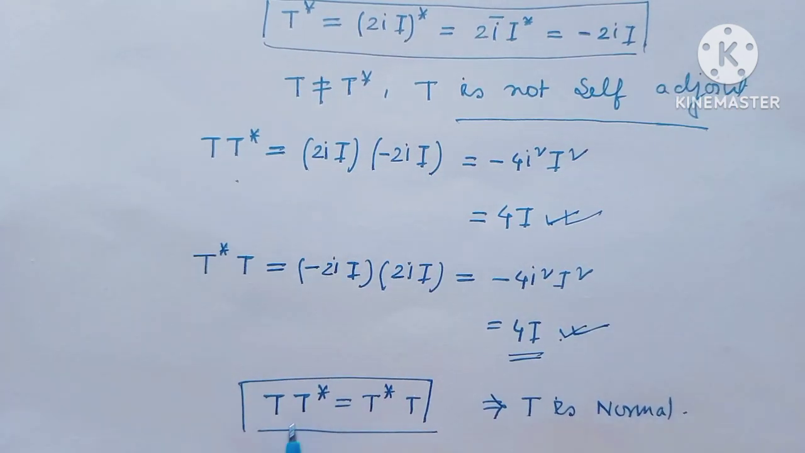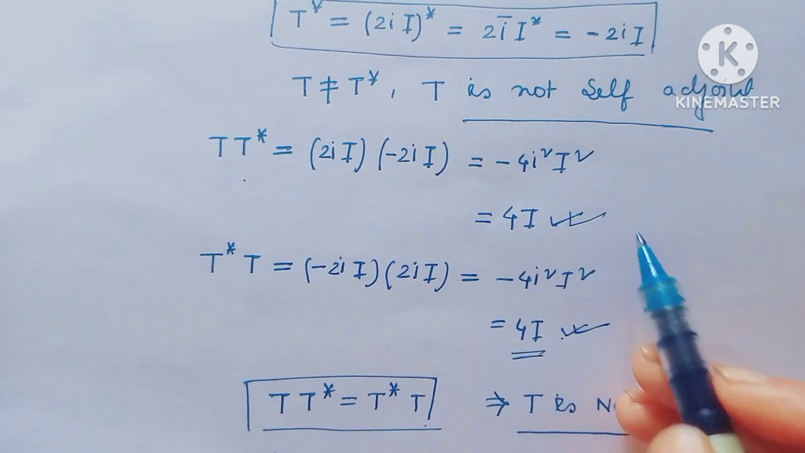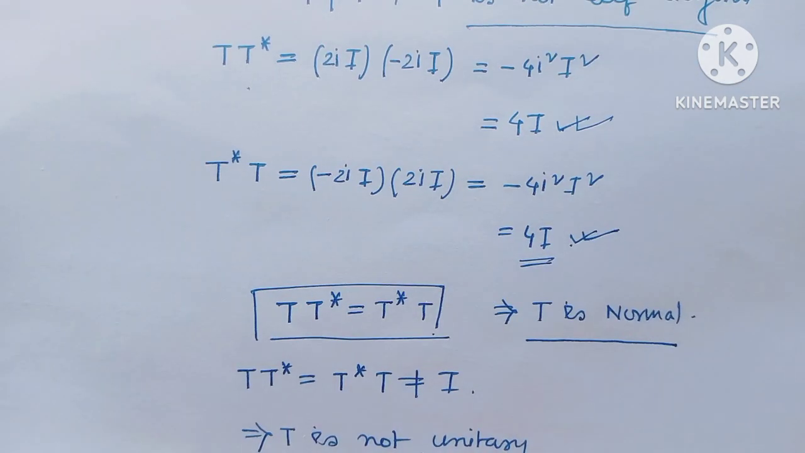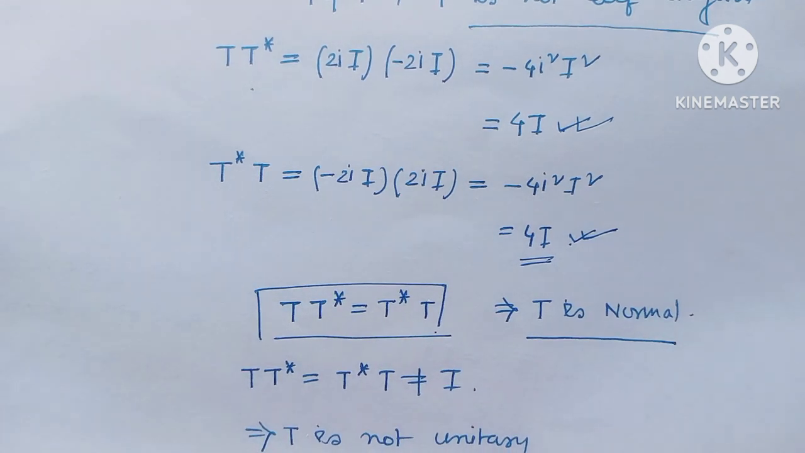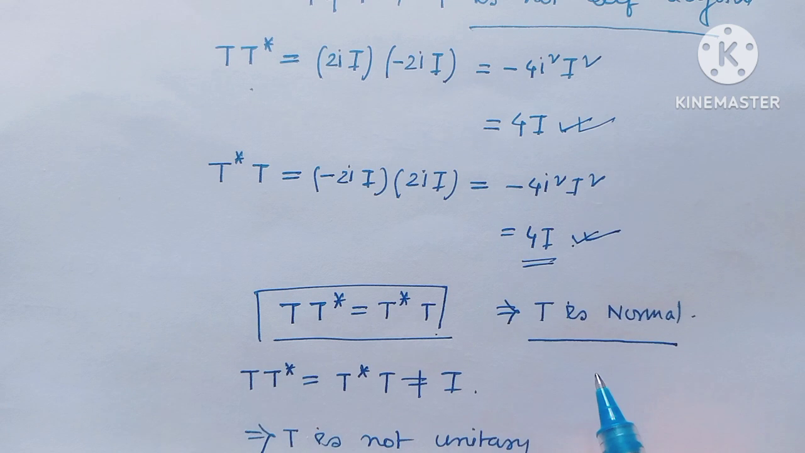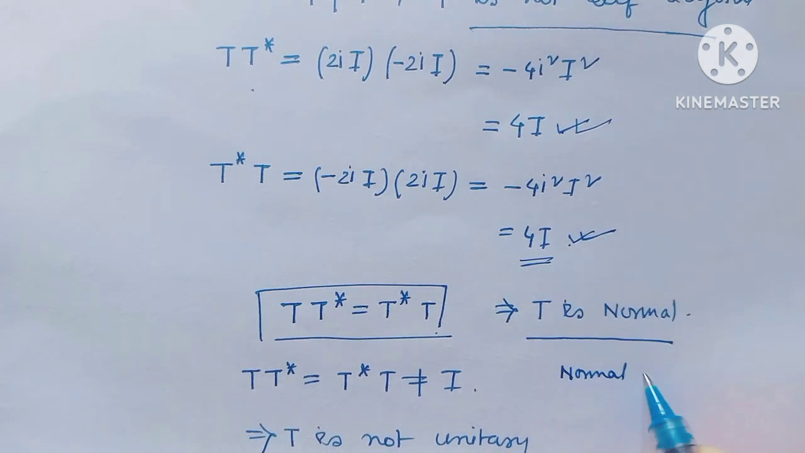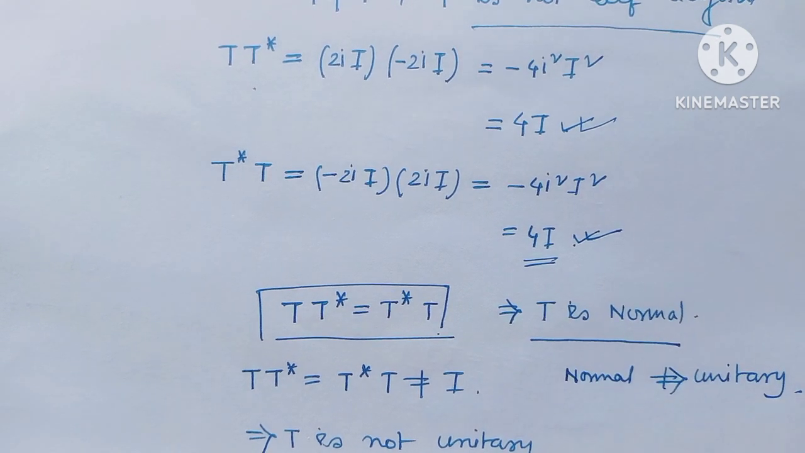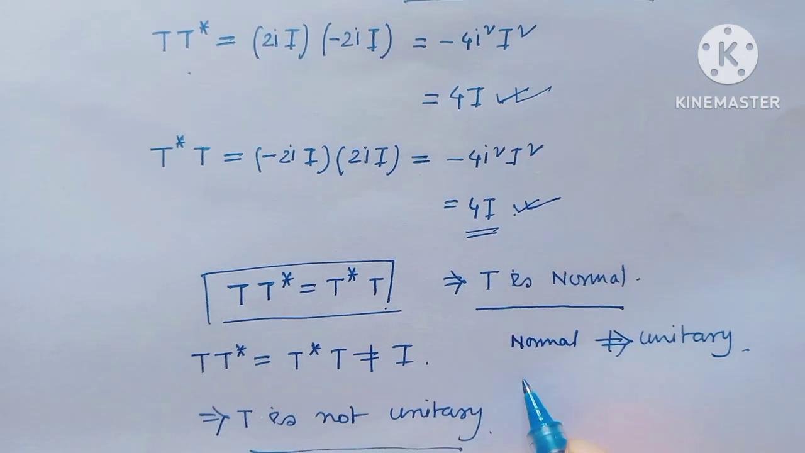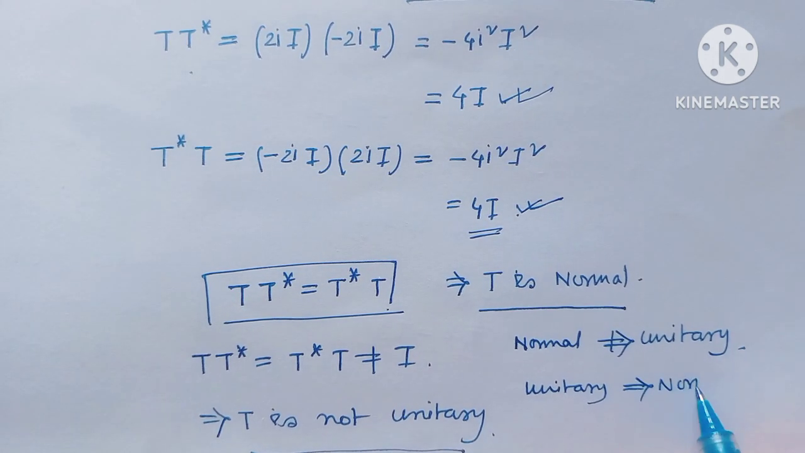Notice here T T star equals T star T. So obviously that implies T is normal. But T T star equals T star T is not equal to identity. So T is not unitary. So this example shows normal does not always imply unitary. But unitary always implies normal.